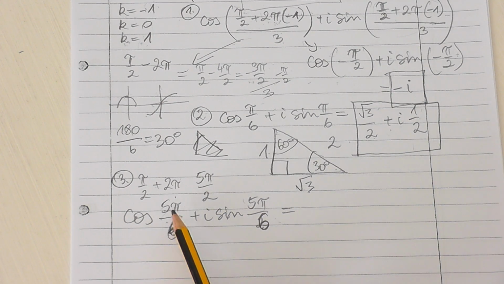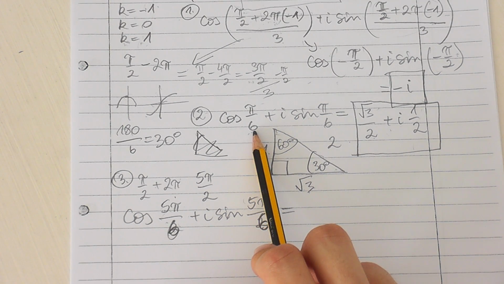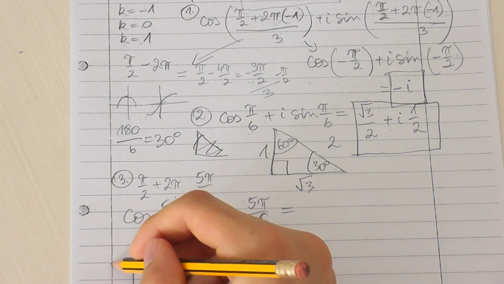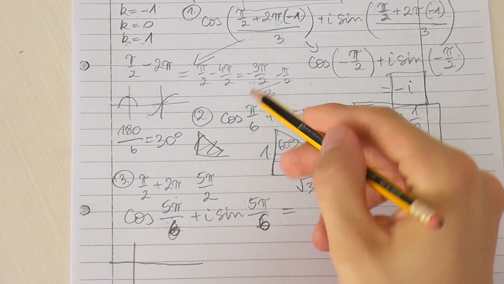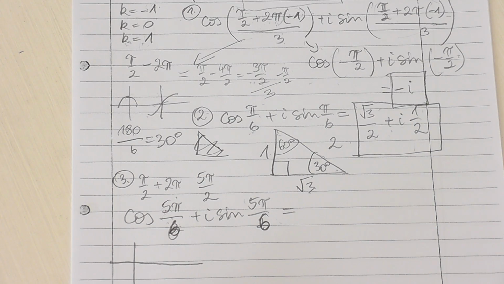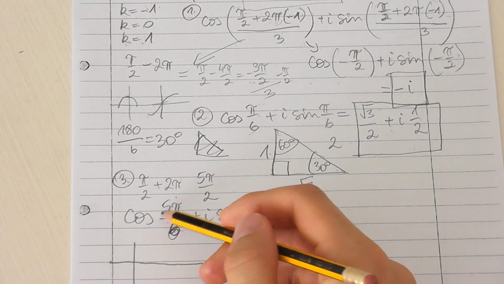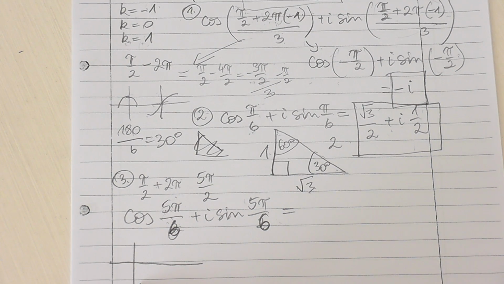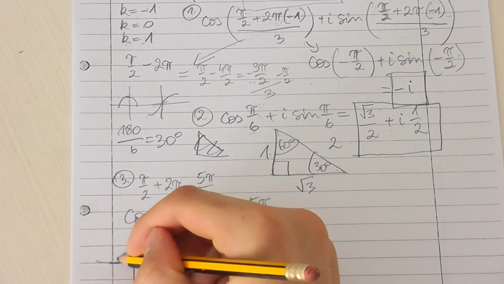All we actually have to do is look back up here and realize that cosine of 5 pi over 6 is, because of the properties of these trigonometric functions, we can find the value simply by looking at cosine of pi over 6. Because pi over 6 and 5 pi over 6 complement each other, don't they? Yes, they do. So we have a cosine function.